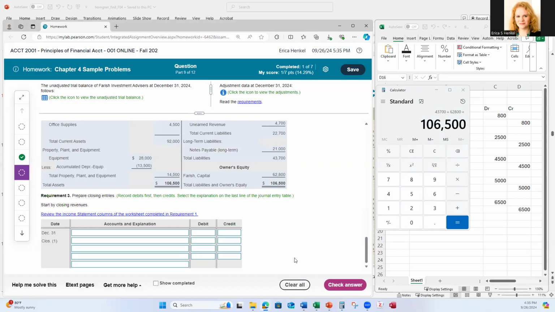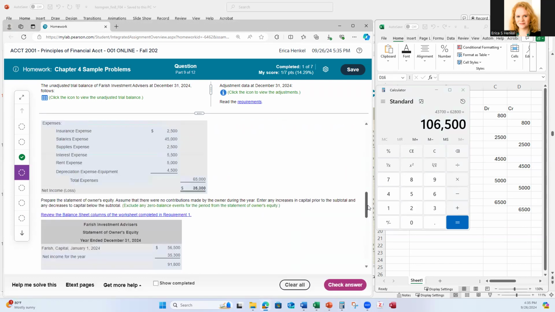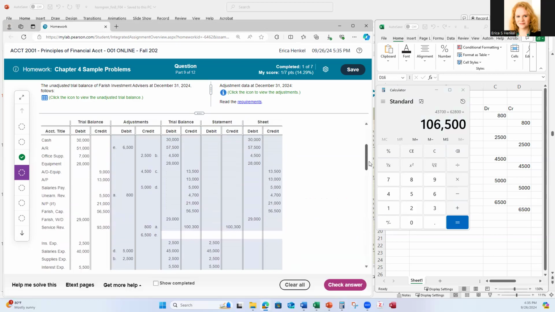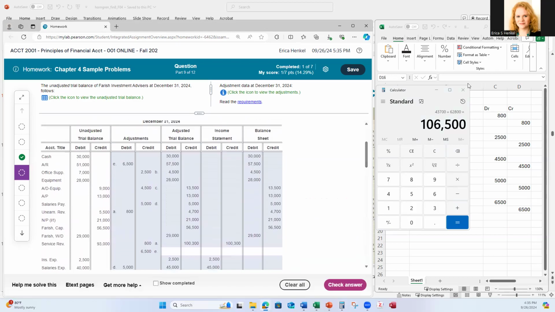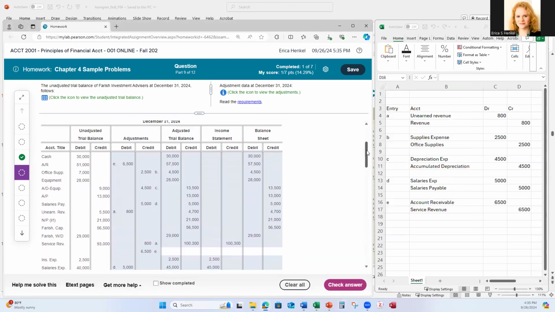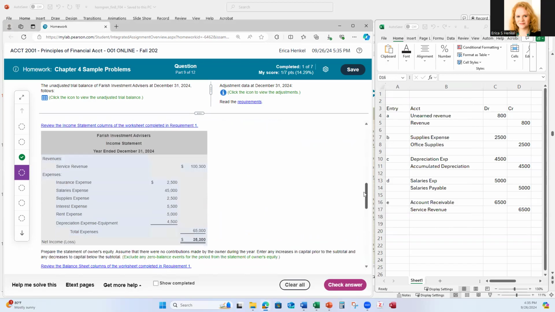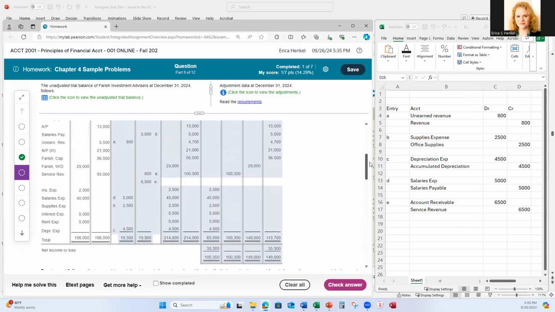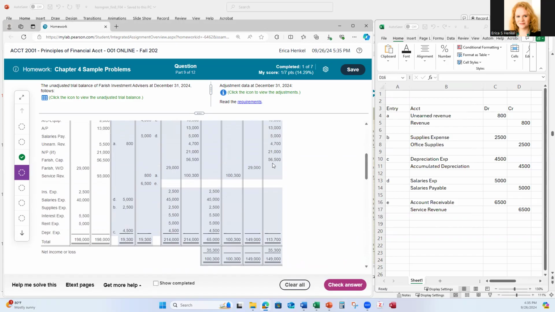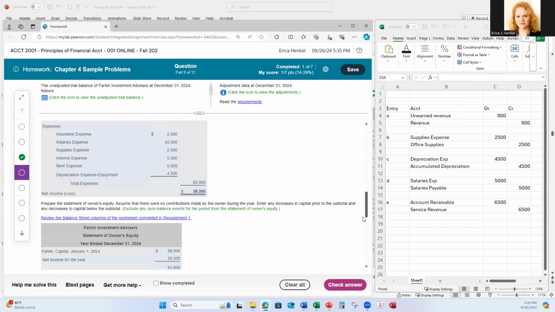So now though, we walked through putting this together using our worksheet, right? But we're going to walk through what the closing journal entries would look like to close out the temporary accounts into our capital account. So we're going to close out our revenues, we're going to close out our expenses, and we're going to close out that capital account here.